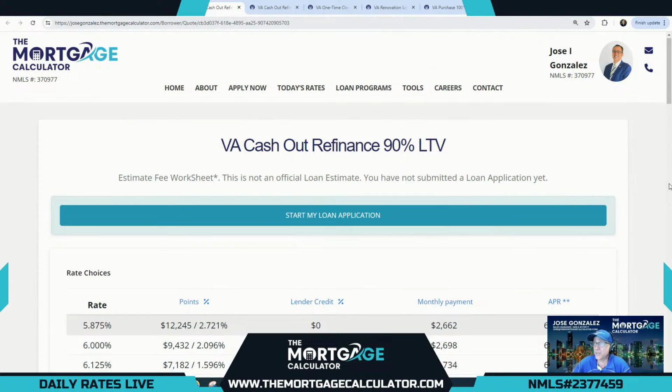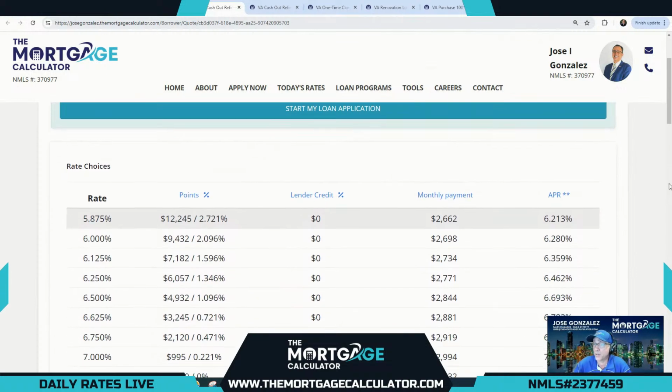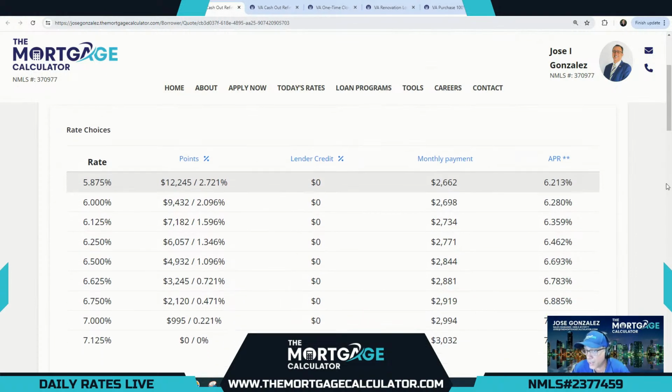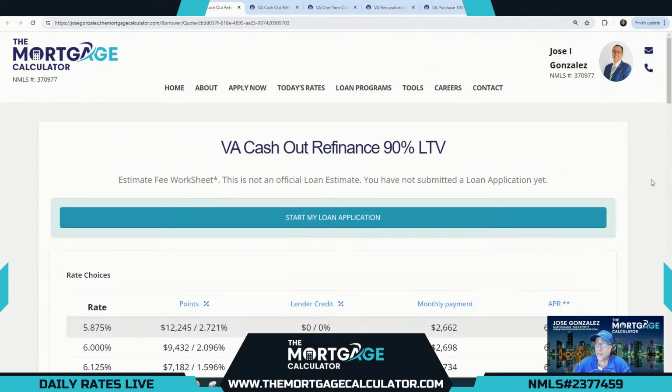This is our 90% cash out option with the premium interest rate. Premium credit score, right? So 7.125 is a lender credit actually right here of 0.154. And then you can buy that down all the way to 5.875 at a cost of 2.721 for a VA cash out, 90% LTV, which is the standard LTV for a VA cash out.